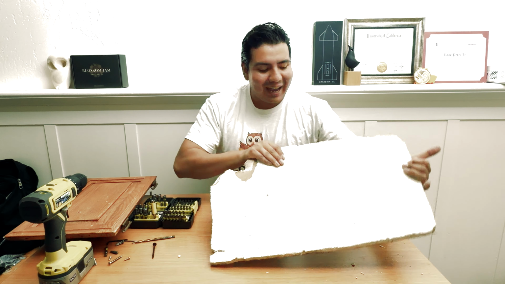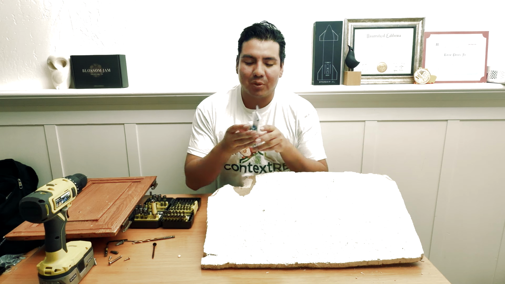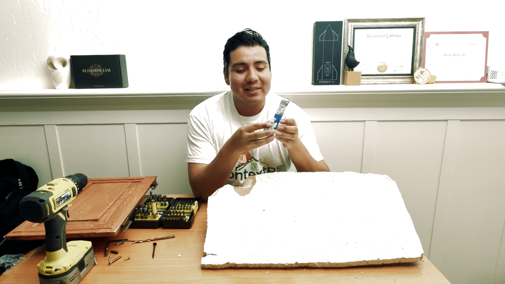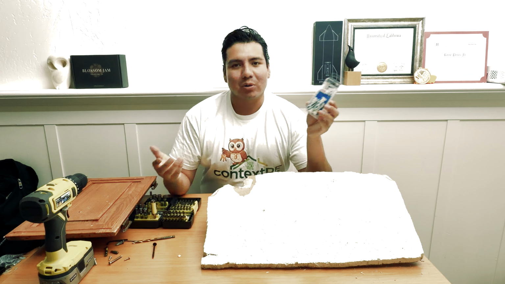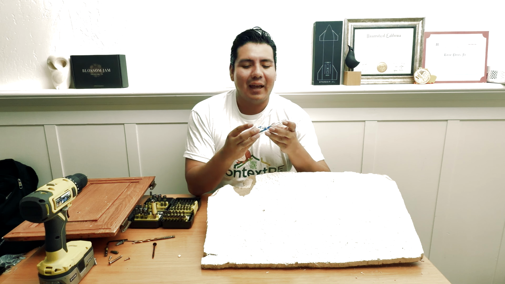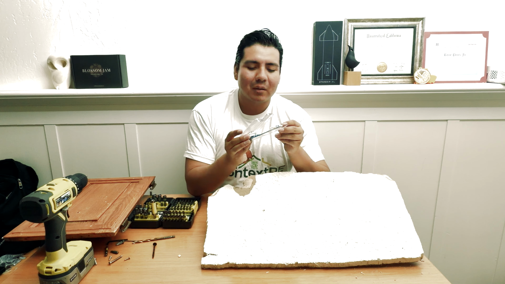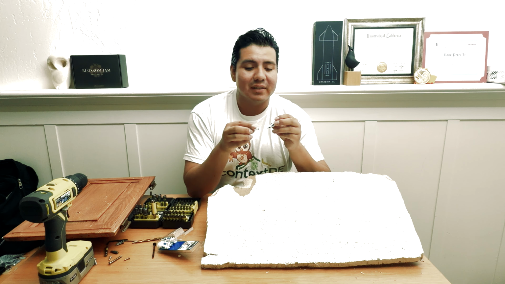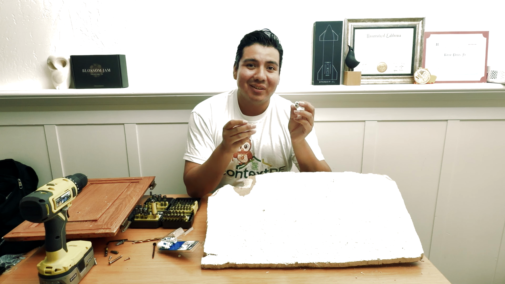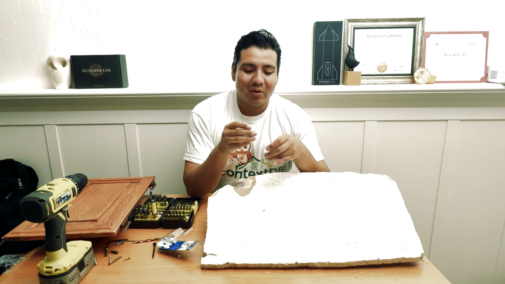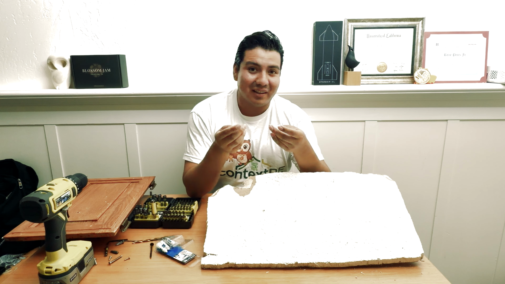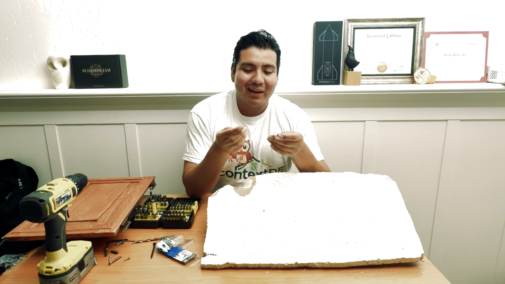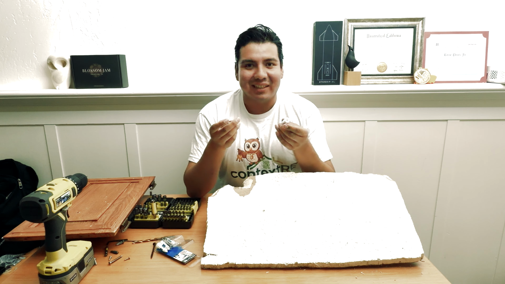So the best way to actually screw something into drywall is you use these type of anchors. You'll find these anchors at your local Home Depot, Lowe's, Walmart, even Target probably has them. And I like them, but I don't like them just because what this makes you do is make an even bigger hole in the drywall.